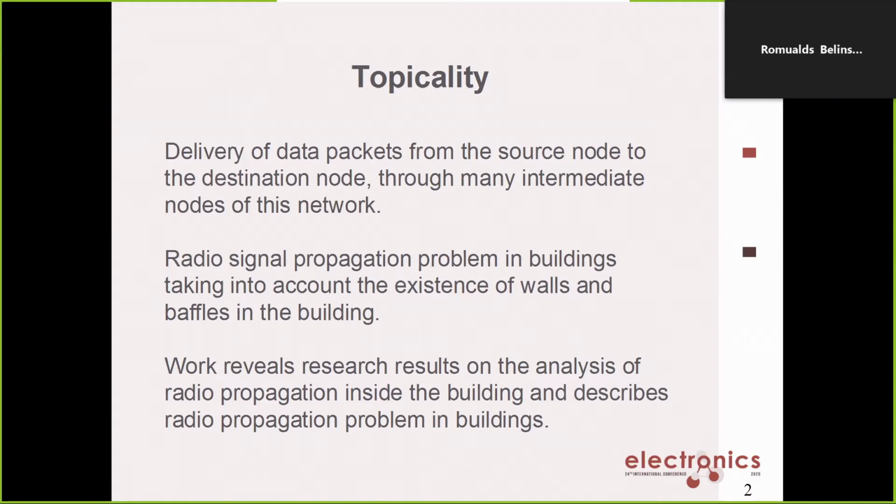Our work shows a study on reliability of data transfer between nodes. Wireless sensor networks have losses due to the existence of noise caused both by other devices in the accompanying range and by the existence of their own echoes, and there is a problem with wireless sensor networks in buildings in the delivery of data packets from the source to a destination node.